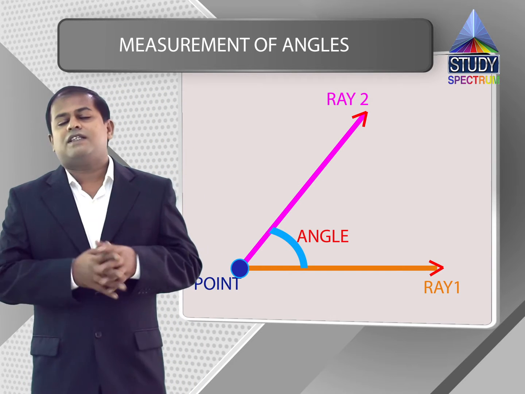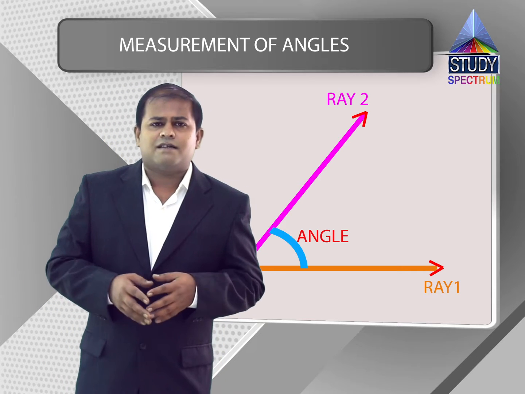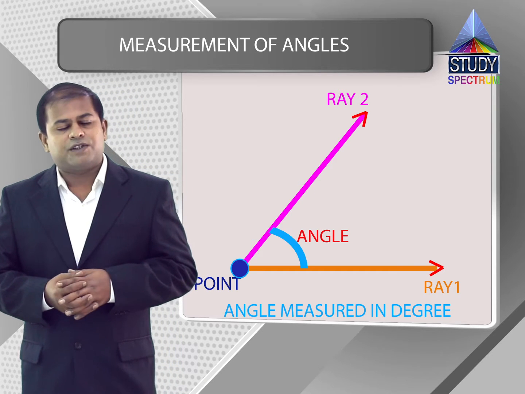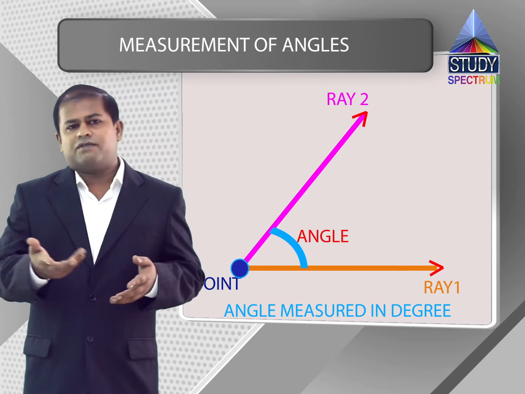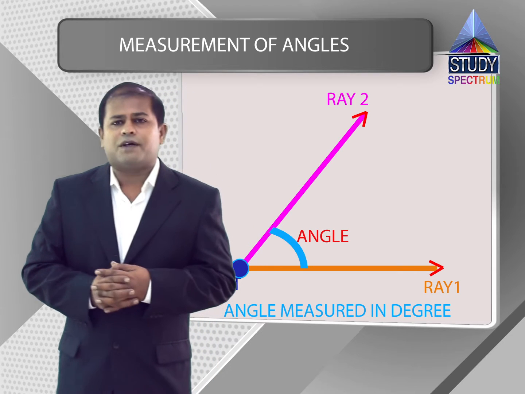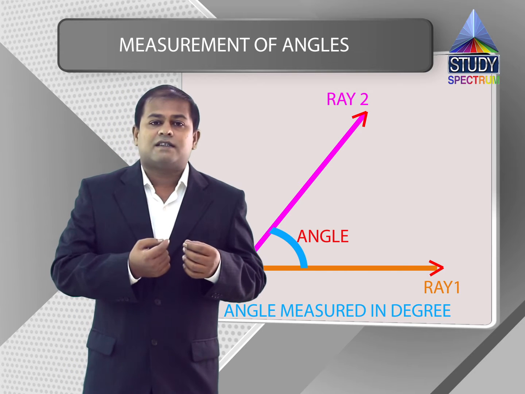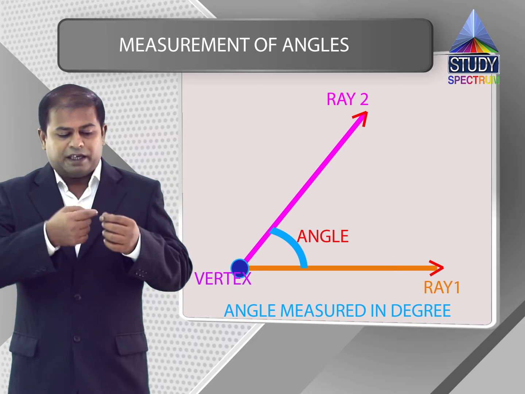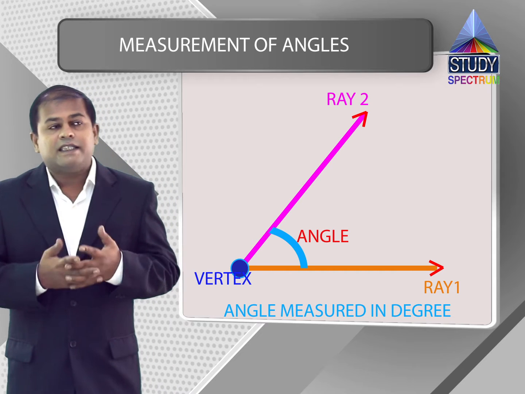We'll deal with the measure of these angles in detail in coming topics, but for now, angle is measured in degrees, and we have seen how to draw an angle of given measure, 60 degree or 90 degree and so on. Now a few more terms like vertex. The point from where these two rays emerge is known as vertex, and these two rays are arms of the angle.